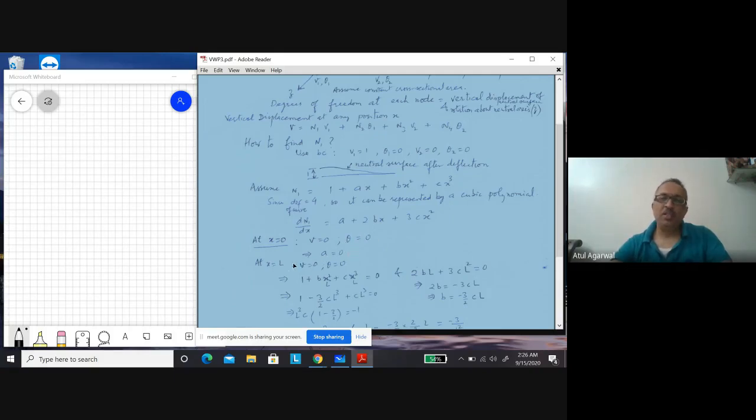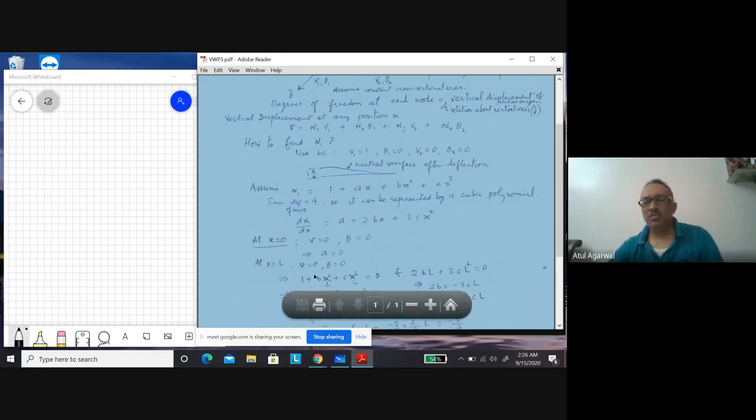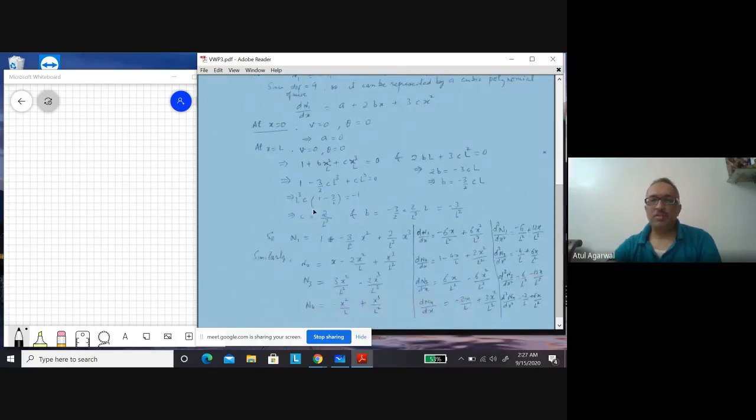At x is equal to L, vertical displacement is 0 and theta is equal to 0. So vertical displacement equal to 0 gives 1 plus, this is already 0, bL square plus cL cube is equal to 0. And slope gives 2bL plus 3cL square is equal to 0. Now we solve these two equations. We have got two unknowns b and c, and we solve them.